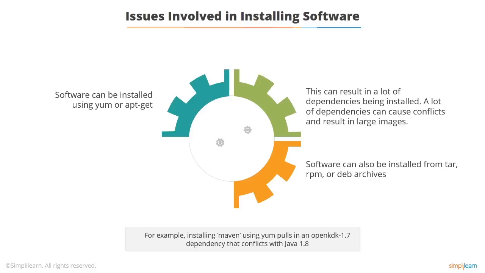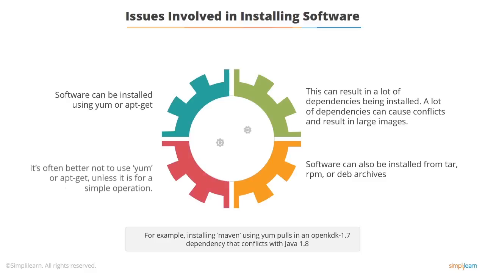So it's often better not to use yum or apt-get unless it's something fairly simple like net-tools for the ifconfig command. You wouldn't want to do it for a substantial application like Maven. If you go docker images, it shows you all the available images, and docker rmi removes an image. It deletes the image from the local repository.